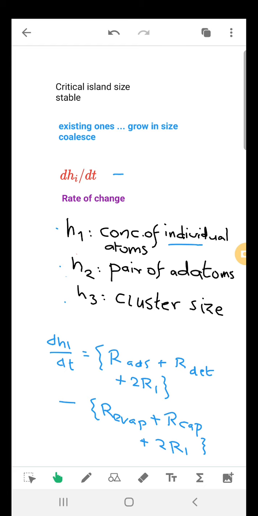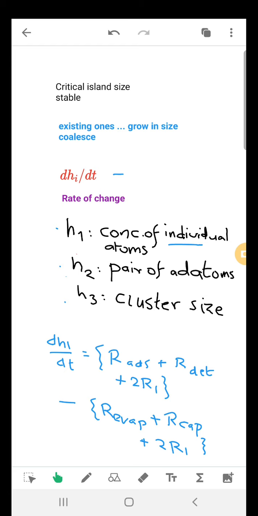So the basic equation governing the island formation is this one. It is R_ads, which is the rate of adsorption, plus the rate of detachment, plus 2R_i, the rate of breakage of bonds. These are the positive terms which help in island formation. The negative terms being the evaporation, the rate of capture, and the rate of formation of pairs of atoms.